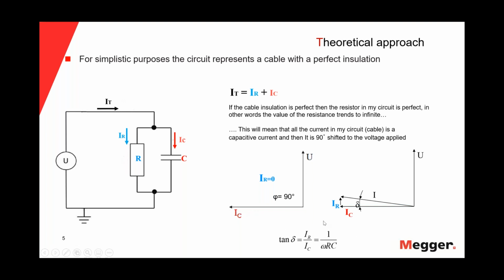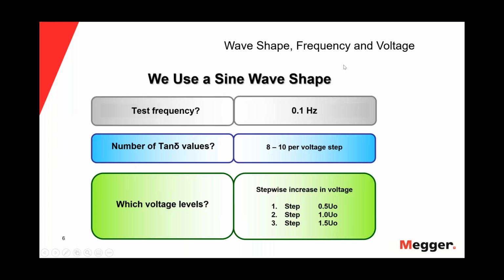Tan delta is represented here in this slide. Going to the next slide: wave shape and frequency. We use a sine wave shape. The test frequency is 0.1 hertz. The number of tan delta values is 8 to 10 per voltage step. Which voltage levels? A stepwise increase in voltage. If you look here on the bottom right, step 1 is at half U0, step 2 is at operating, and step 3 is at 1.5.